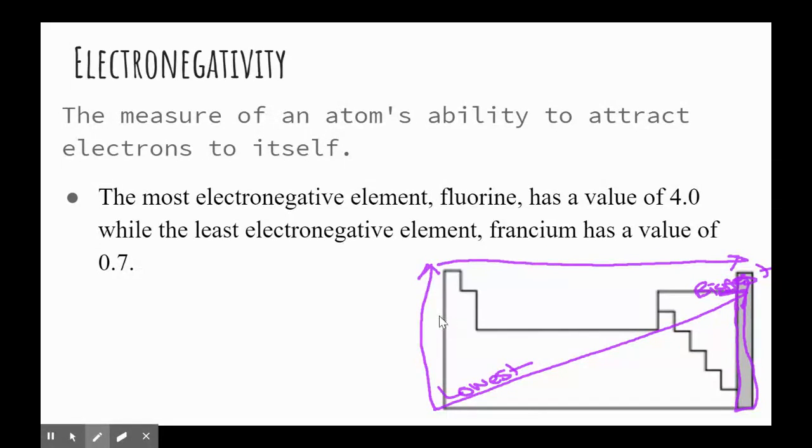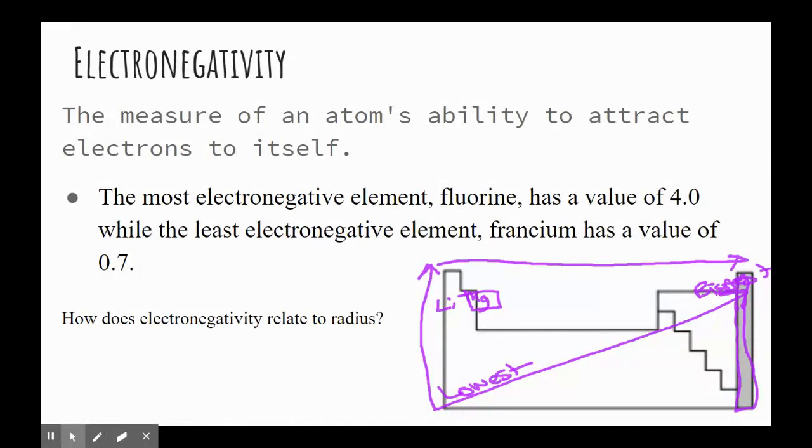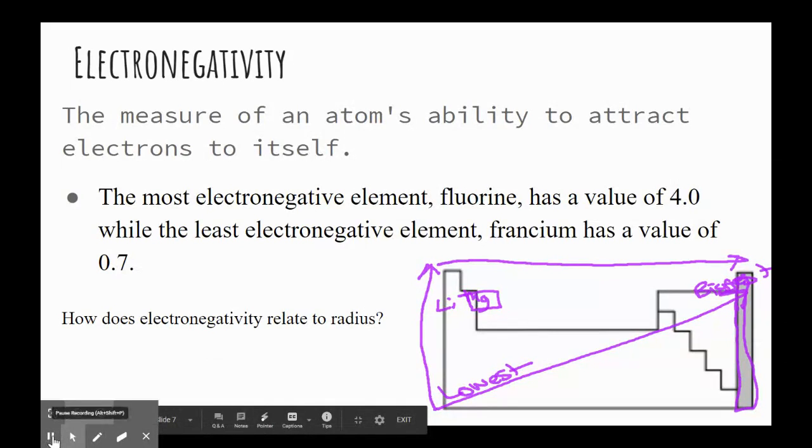Again, a question you would have to answer for this is if I give you 2 elements, say lithium and magnesium, you would have to be able to tell me which one has the larger electronegativity. That would be magnesium because it is further to the right. We also want to understand how electronegativity relates to radius. The smaller the radius, the larger the electronegativity. The smaller the atom is, the easier it is for it to attract electrons to itself because that electron would be closer to the nucleus.